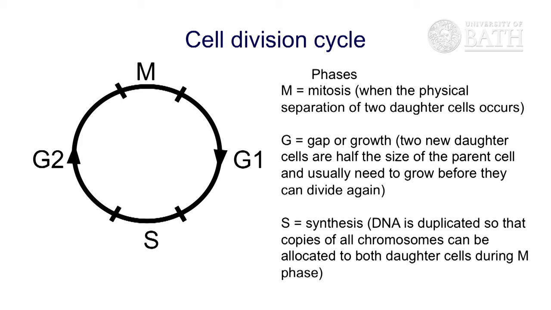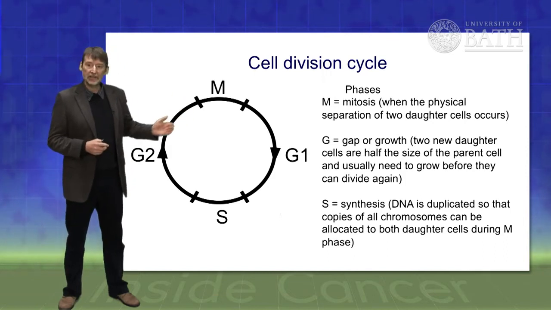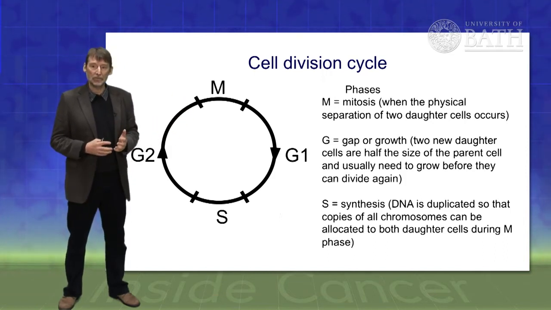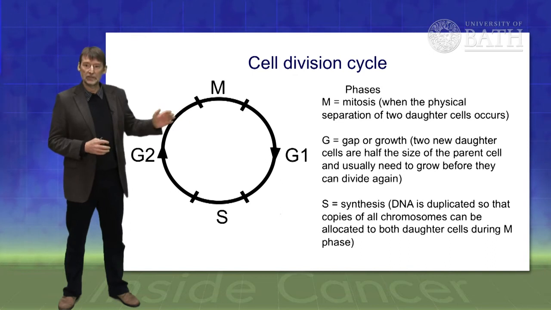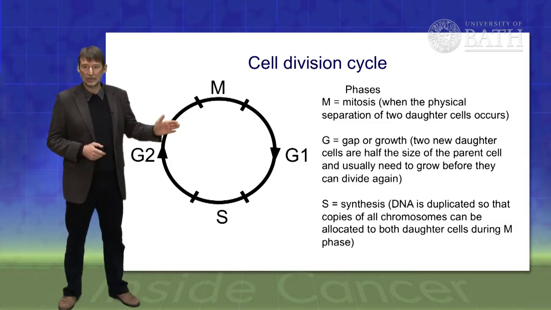So S for DNA synthesis. Once the DNA has been divided, then the cell again goes through another gap or growth phase until it's ready to physically divide in M phase or mitosis. So that's the life history of the cell that will go around the cell cycle.